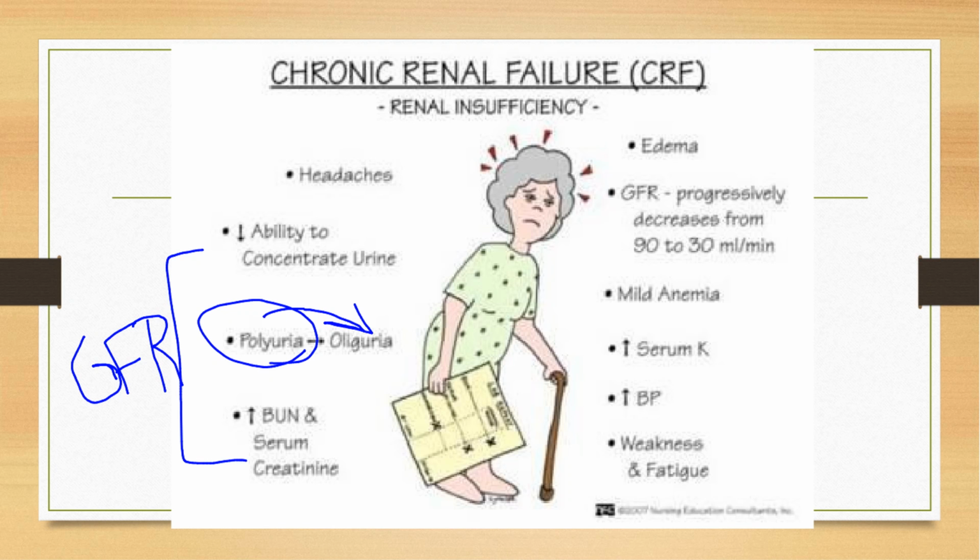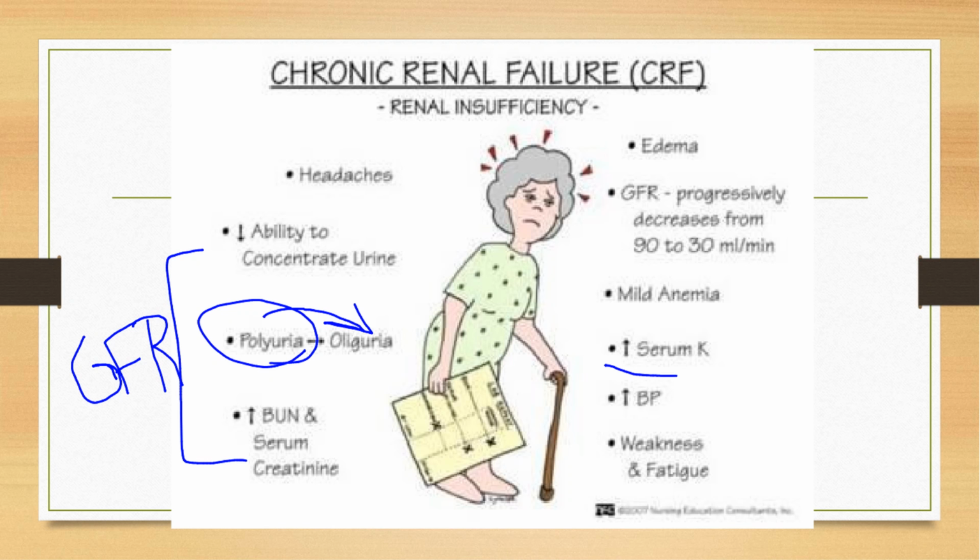We're going to talk a little bit later about why they develop anemia, but many of the signs and symptoms that patients initially have with chronic renal failure is because they start to put on water. And so that's why they have headaches. That's why patients develop edema. That's why their blood pressure is elevated and they develop hypertension. They have weakness and fatigue.